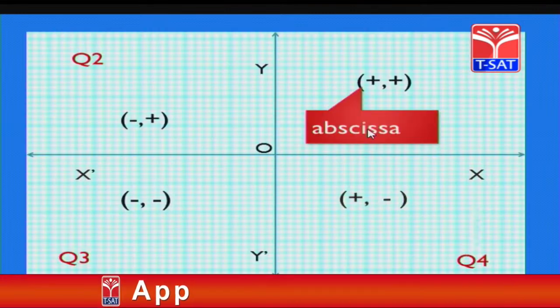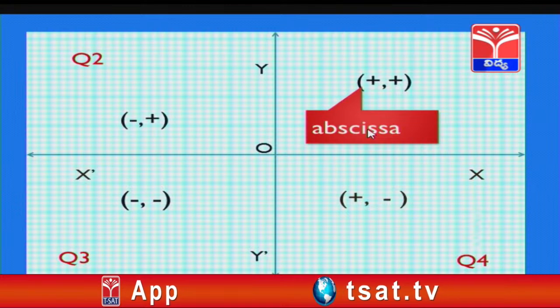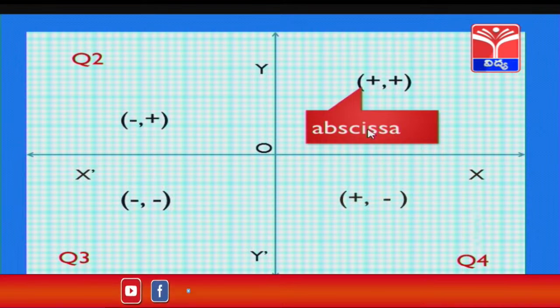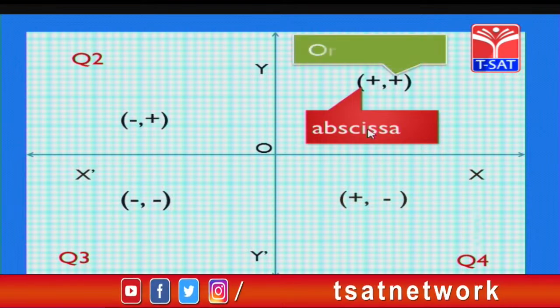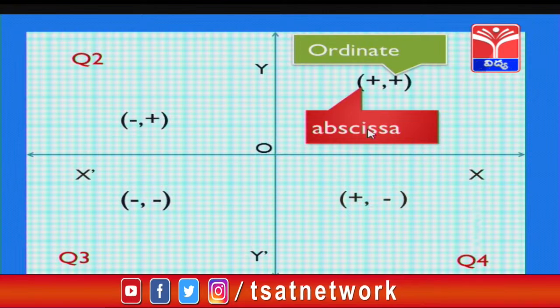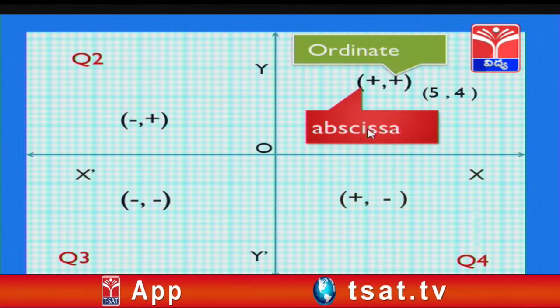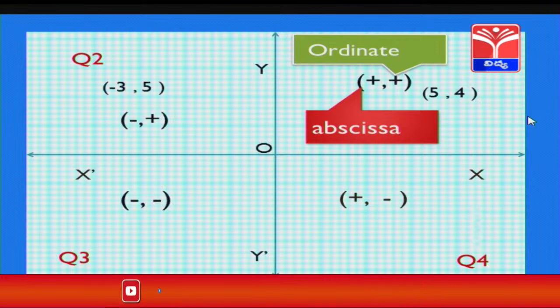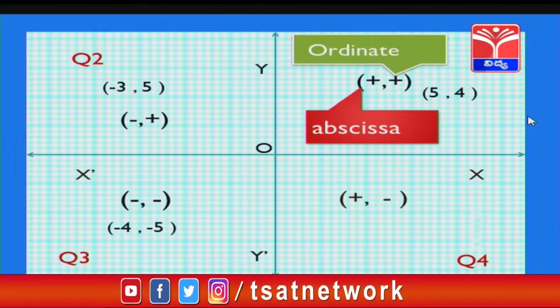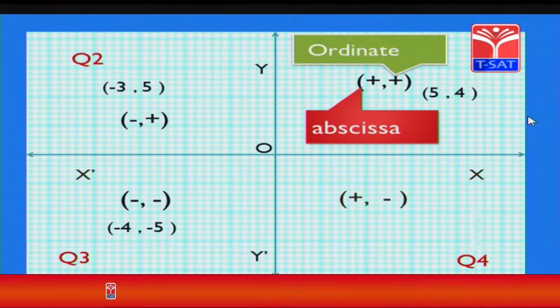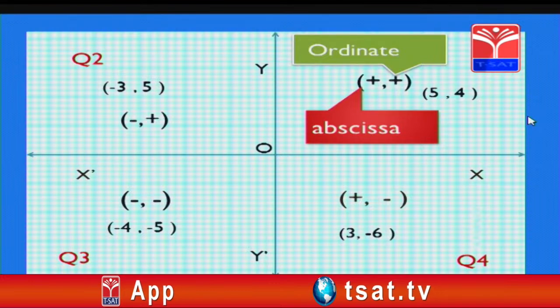Children, in the first quadrant both the coordinates are positive, and the x coordinate is called the abscissa. What is it called, children? It is called the abscissa. And the y coordinate is called the ordinate. So, we can have a point in Q1 like 5 and 4. Similarly, in Q2, we can have a point like minus 3 and 5. In Q3, we have minus 4 and minus 5. And in Q4, we can have plus 3 and minus 6.